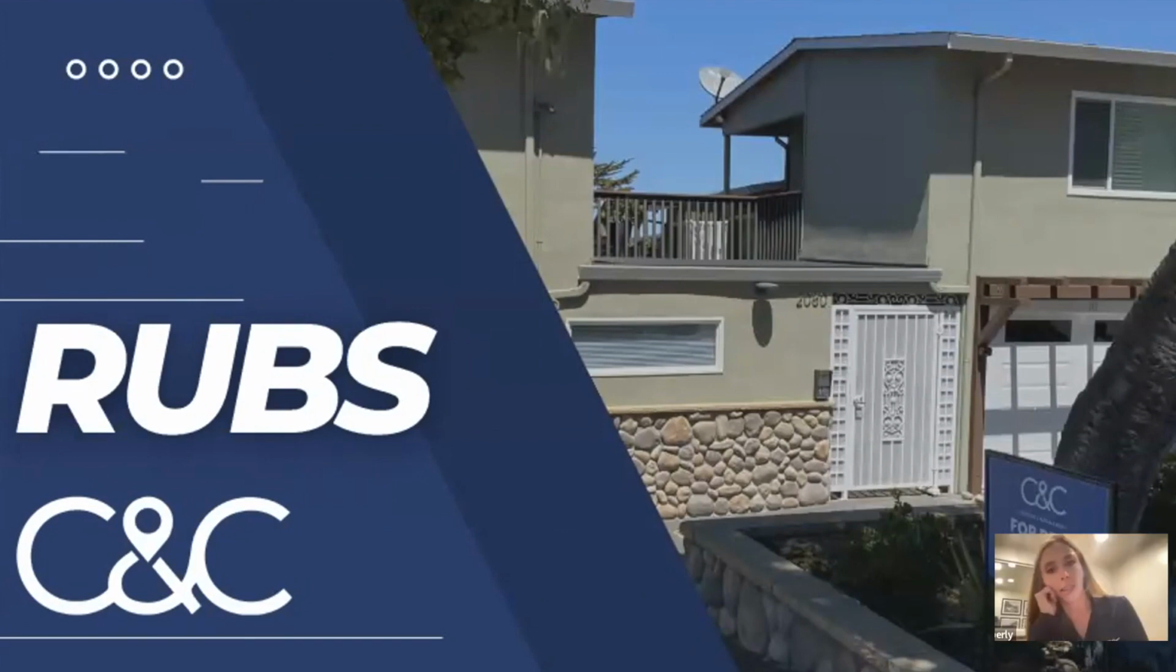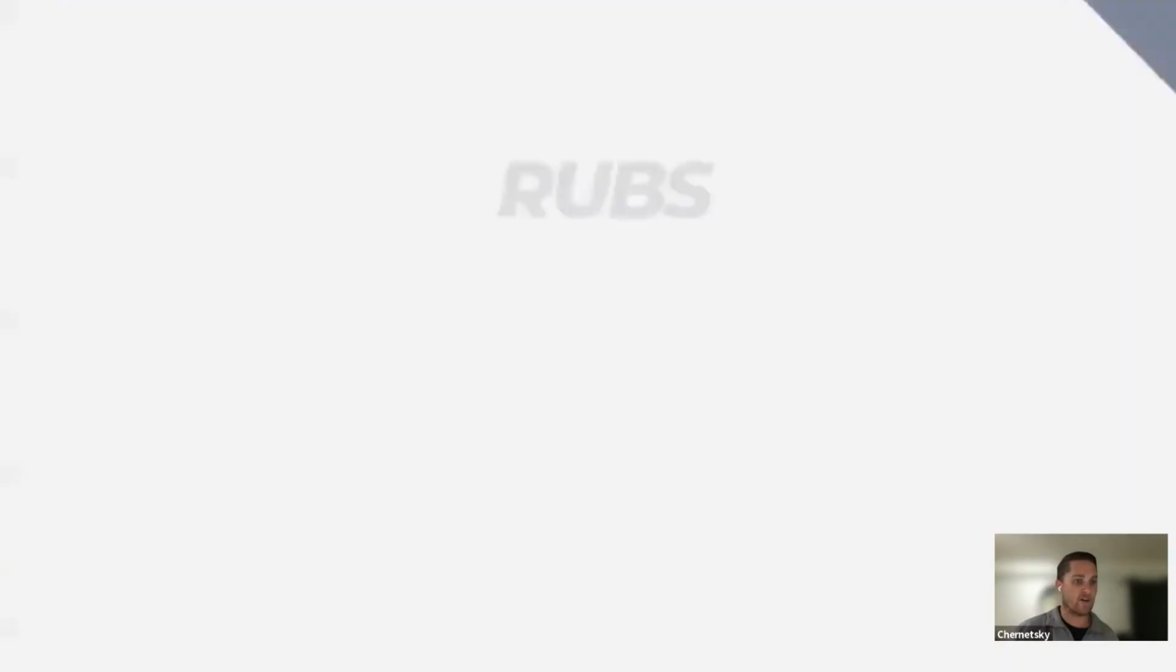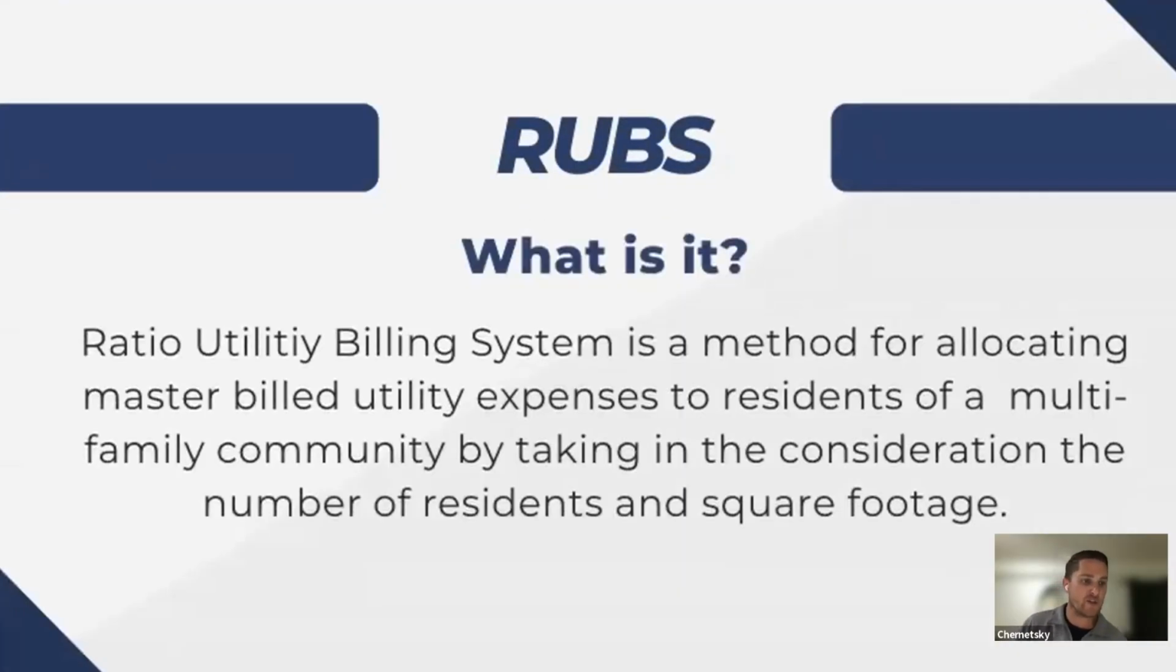It's shared between the units and it's like a rate, it gets split up. So they get an individual bill, but it's all on one meter. That's exactly right. Thank you, Kimberly. That's perfect. So RUBS is a ratio utility billing system.